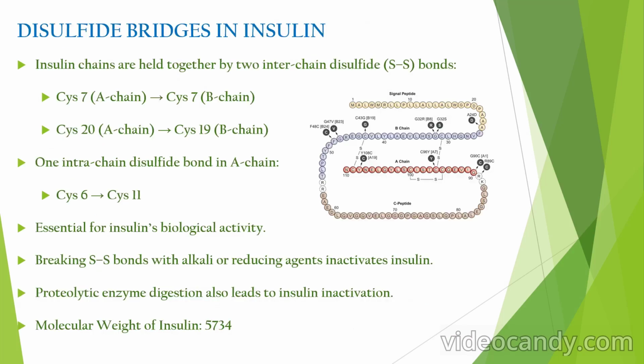Disulfide bridges in insulin. In insulin, both the chains are held together by two disulfide linkages. Cysteine 7 and cysteine 20 of A chain are joined to cysteine 7 and cysteine 19 of B chain respectively. In addition, the A chain carries an intra-chain disulfide linkage between cysteine 6 and cysteine 11.